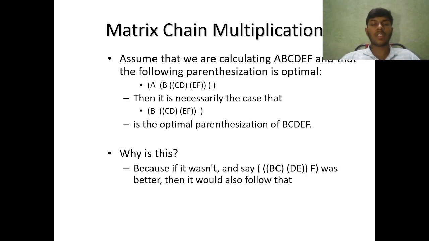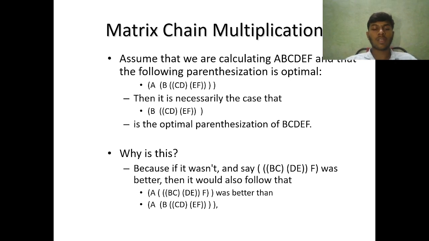Because if it wasn't, and say the multiplication of BC and DE, whose result is multiplied and then this whole result is multiplied with F, was better, then it would also follow that the parenthesization of A with BC and DE and F was better than A of B and CDEF.